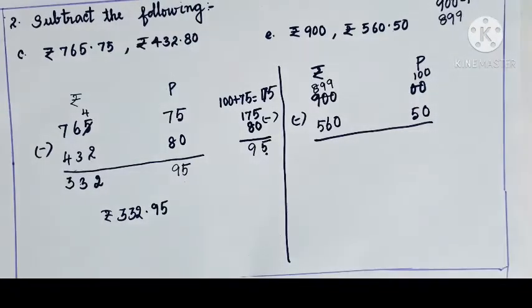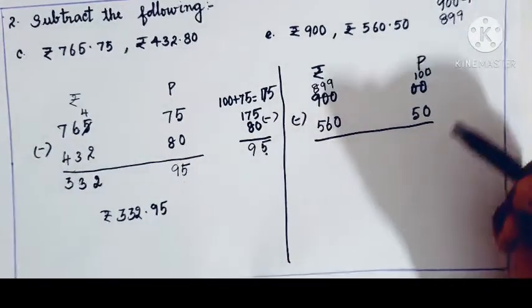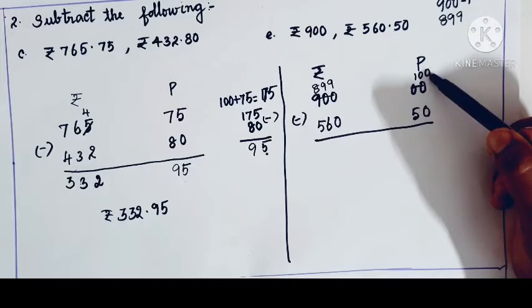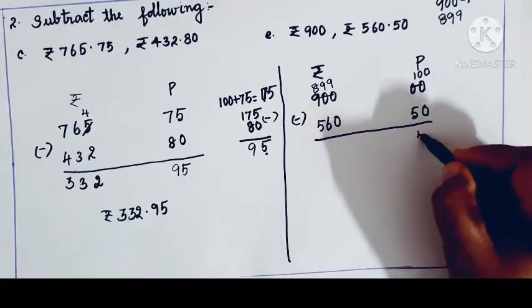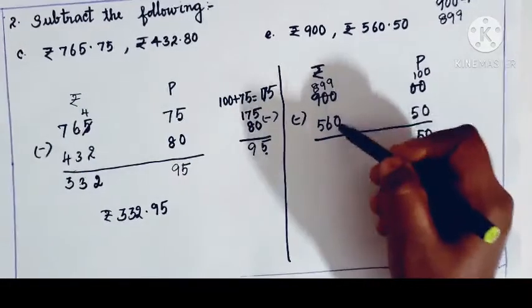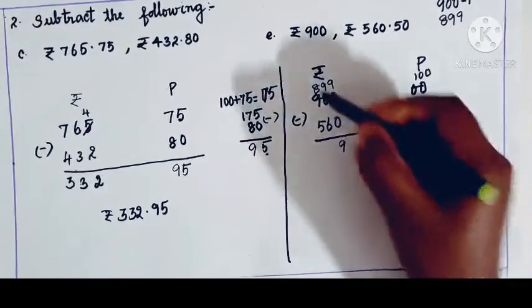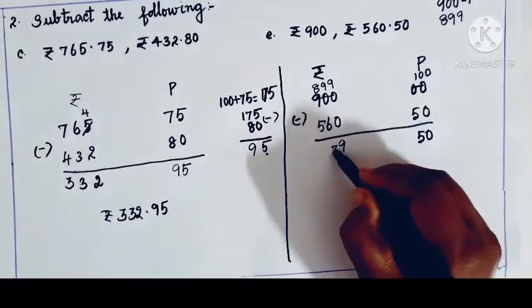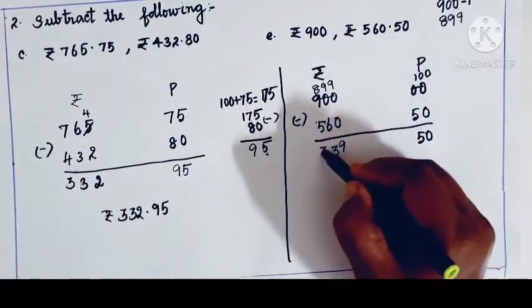Yes? Clear? Good. So now what I am going to do is take this 100 minus 50 is 50. Now 9 minus 0 is 9. 9 minus 6 is 3. And 8 minus 5 is 3.